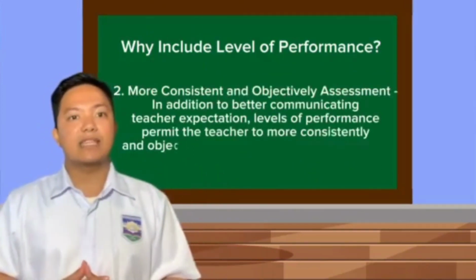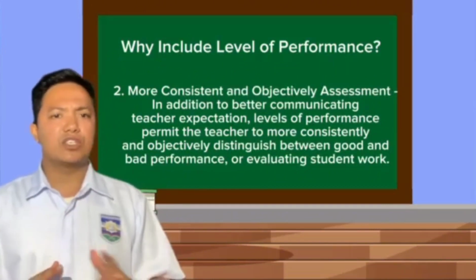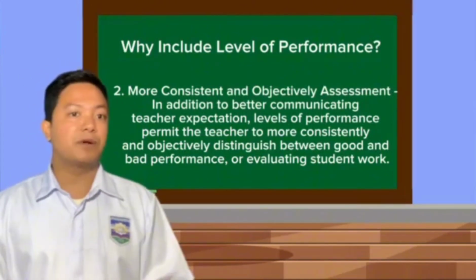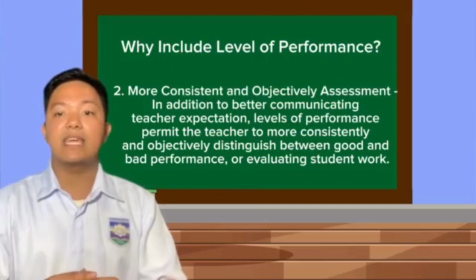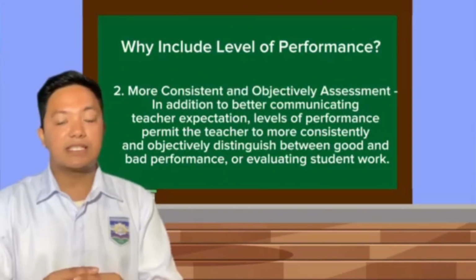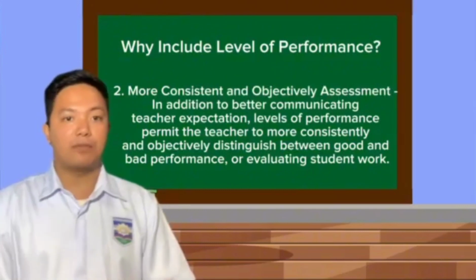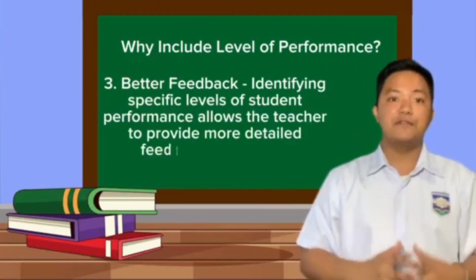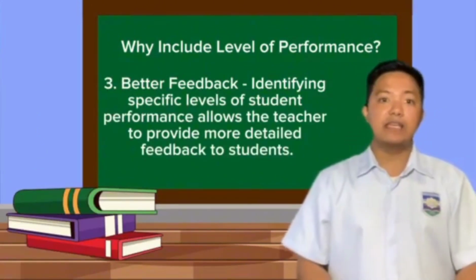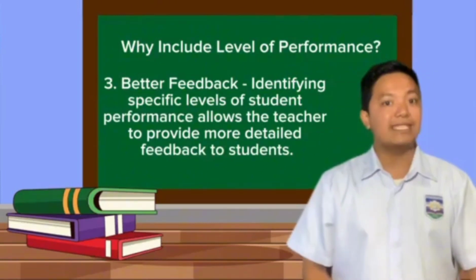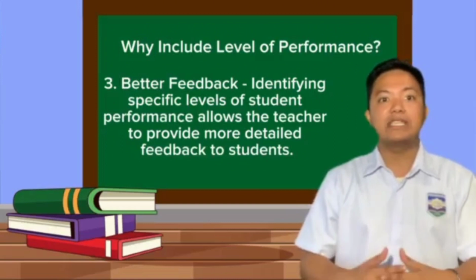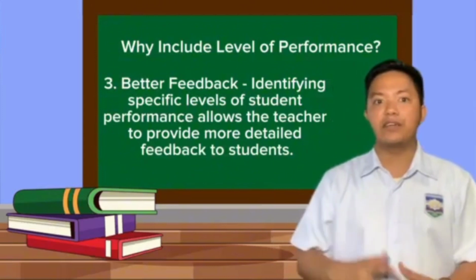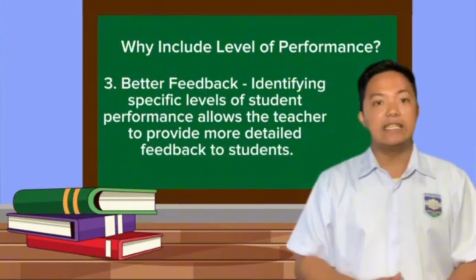Second, more consistent and objective assessment. In addition to better communicating teacher expectations, levels of performance permit the teacher to more consistently and objectively distinguish between good and bad performance when evaluating student work. Number 3, better feedback. Furthermore, identifying specific levels of student performance allows the teacher to provide more detailed feedback to students. The teacher and the students can more clearly recognize areas that need improvement.